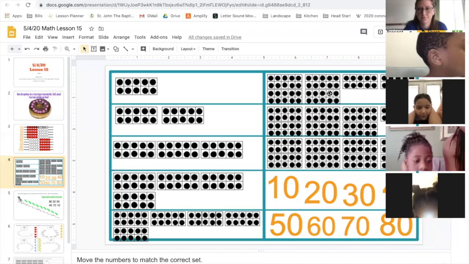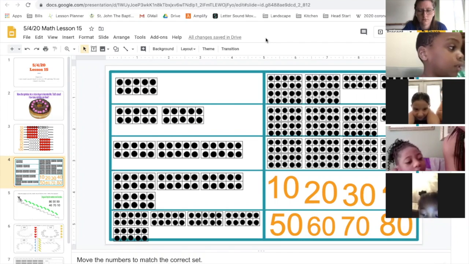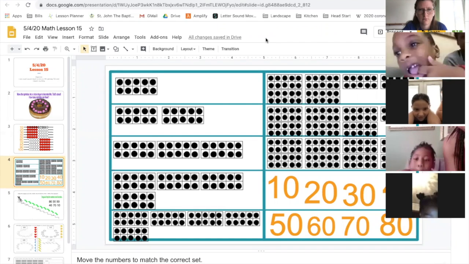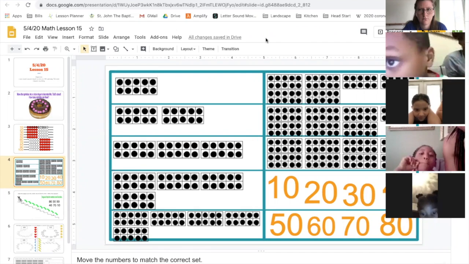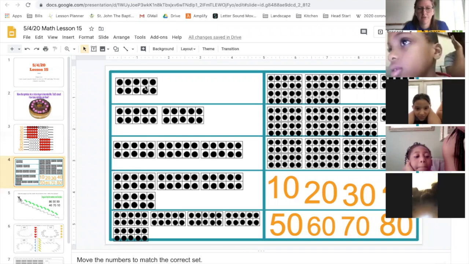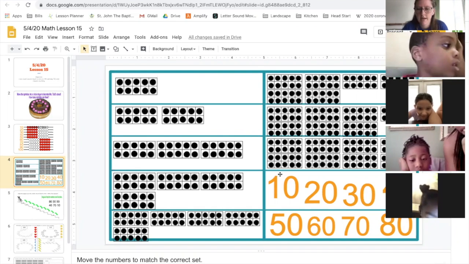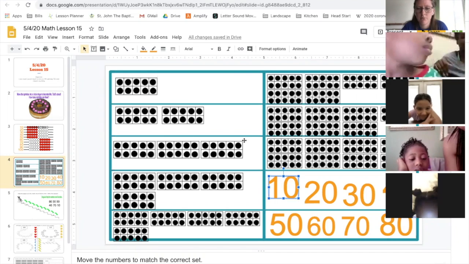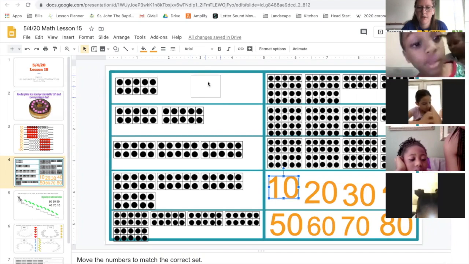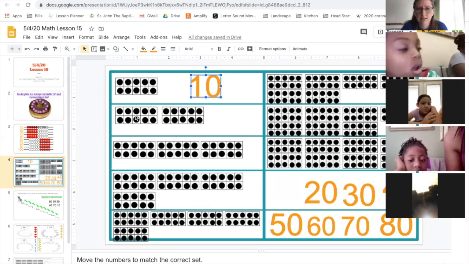1, 2, 3, 4, 5, 6, 7, 8, 10. So 10. Where's 10? I see so many. All right, so how many are in that first 10 frame? That's 10. Good job. So we're going to move the 10 up here to the picture of 10. You see? 10. Okay. Let's look at the next one.